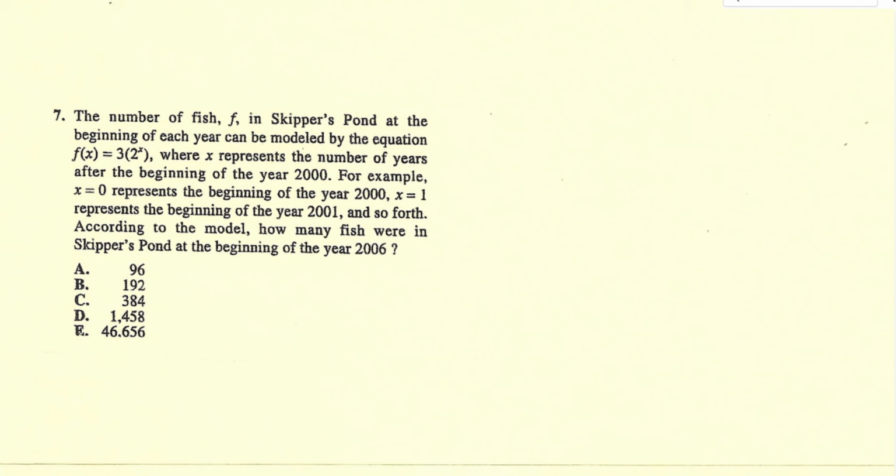It says the number of fish, F, so F is the number of fish as far as plugging in variables, in Skipper's Pond at the beginning of each year can be modeled by the equation right here, where X represents the number of years after the beginning of 2000. That's what our variable is going to be. So it's the number of years after the year 2000. For example, X equals 0 would be the year 2000, 1 represents 2001, and so on and so on.